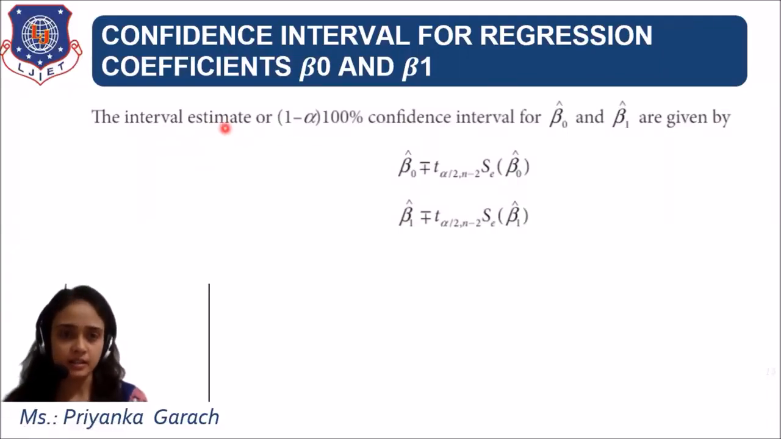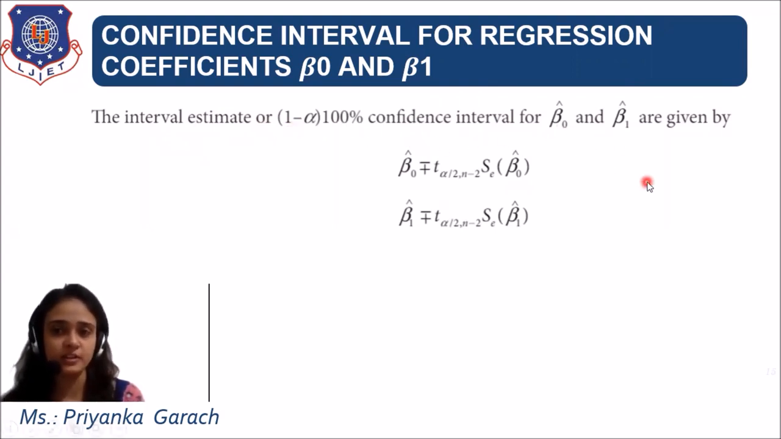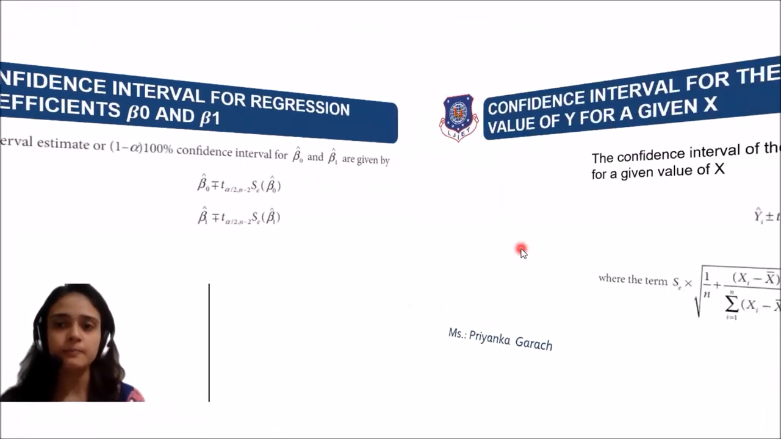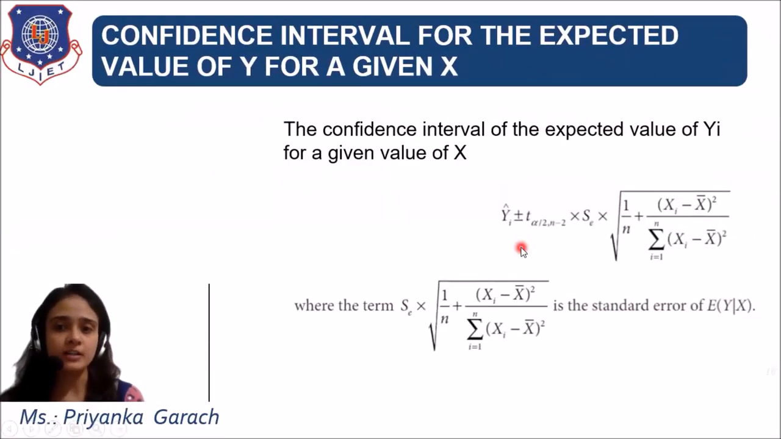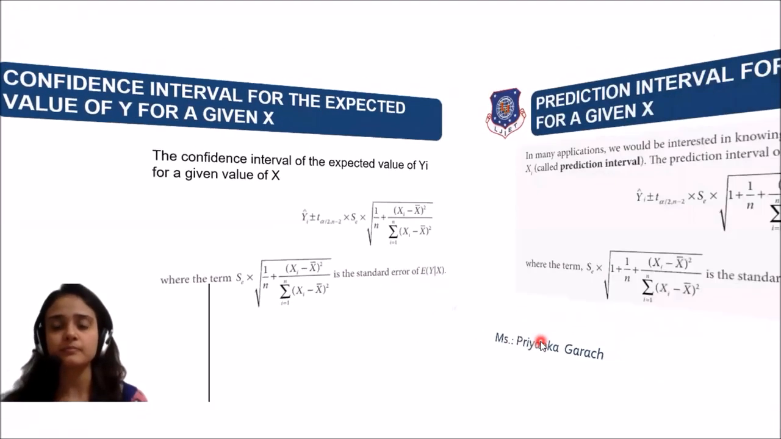The interval estimate, that is the 100% confidence interval for the coefficients beta 0 and beta 1, is given by such a formula. And the confidence interval of the expected value of the yi for a given value of x is given like this with the standard error formula.